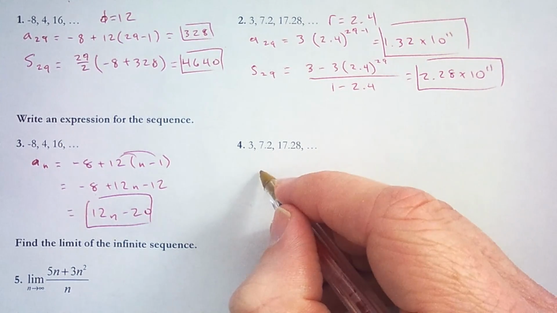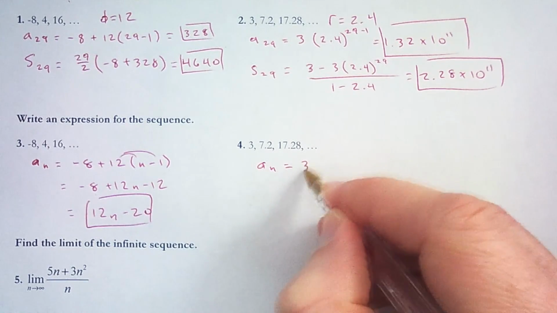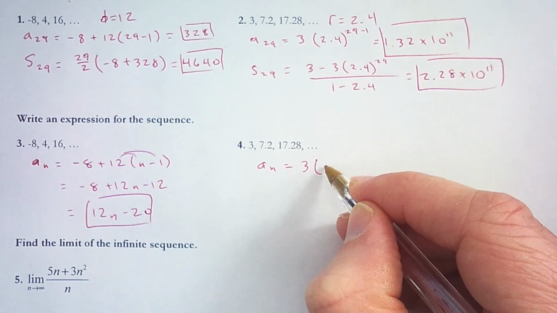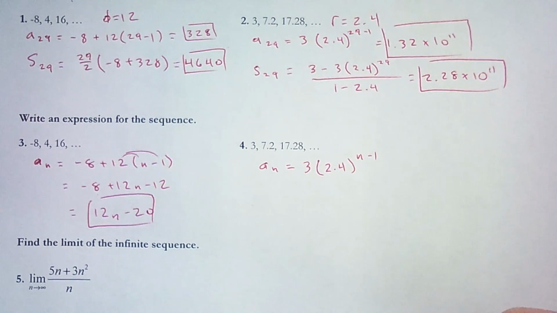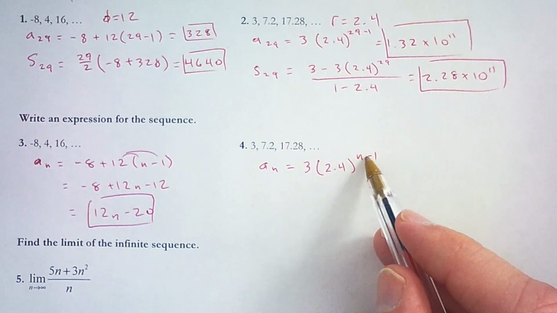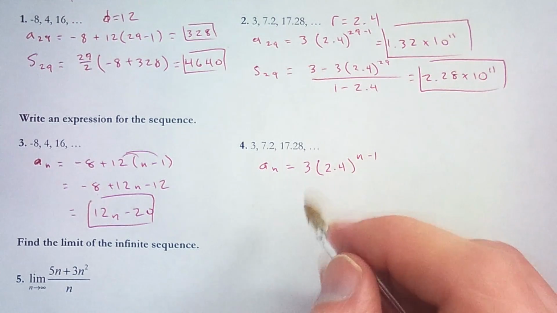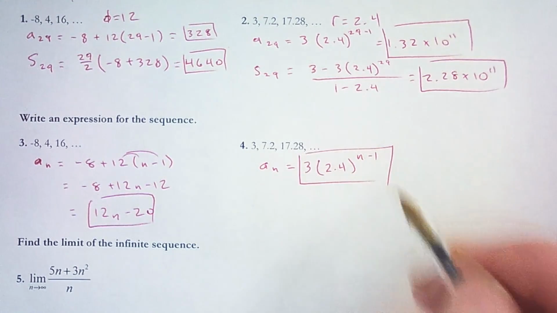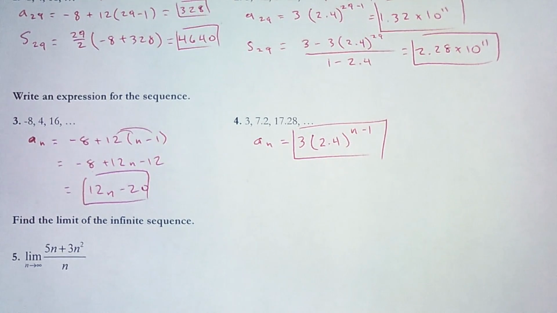And then for this geometric sequence, a sub n equals the first term times the common ratio to the n minus 1 power. Now I can't multiply these until after I do that exponent. So exponents come before multiplication in order of operations, and that means I cannot simplify this until I know what n is. And last, we will find the limit of this infinite sequence.